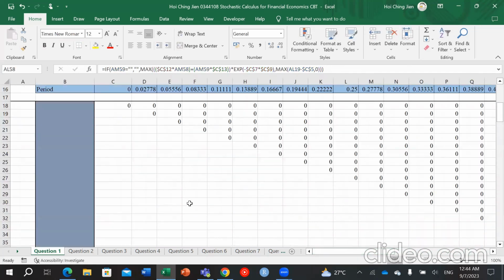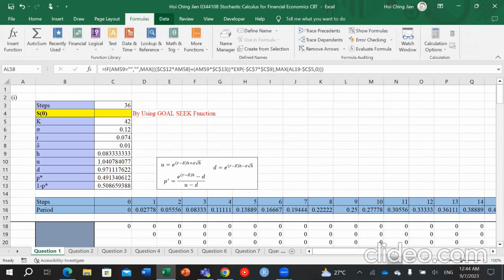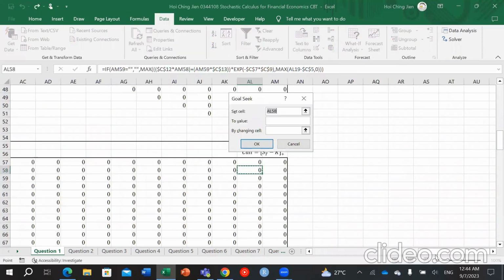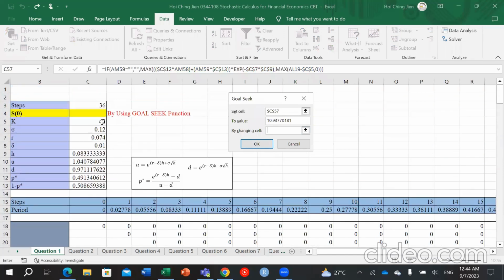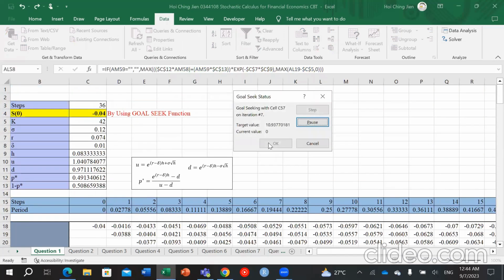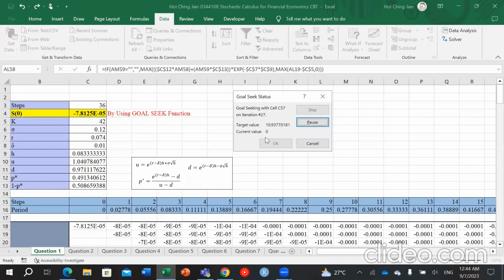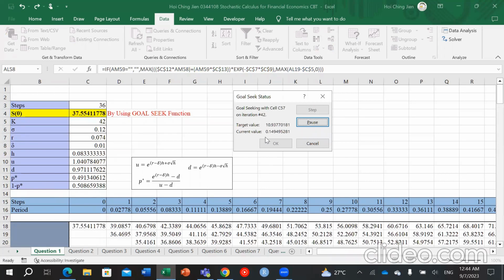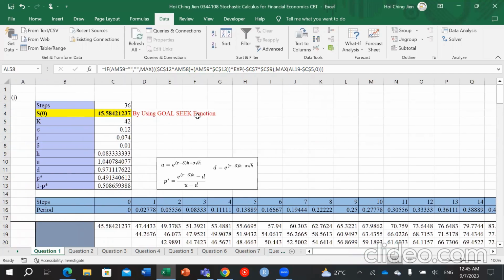Okay, so for now, what we need to do is to find the S0. We could use the goal seek function by setting the call value to 10.93770181 by changing the cell of S0. So we just need to wait for Excel to try and error and calculate the value. After that, we got the value of 45.584121237 for the S0 value.